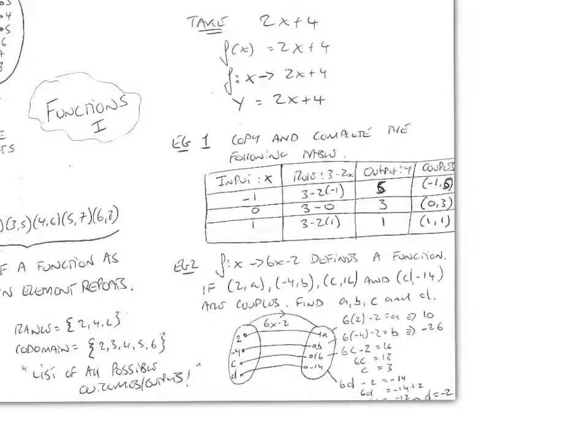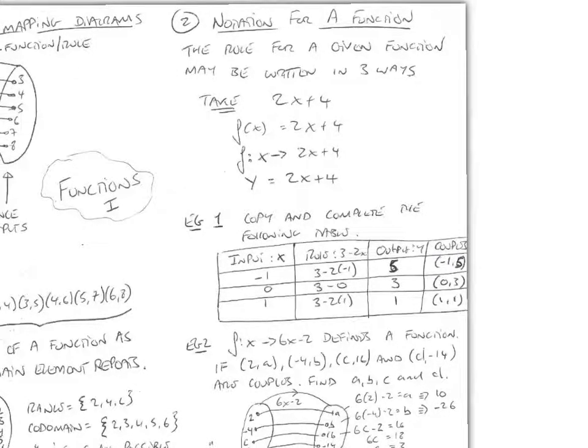So let's look at the notation for a function in maths. The rule for a given function may be written in 3 ways. If we take the rule 2x plus 4, we can write that as f of x equals 2x plus 4, or f is such that x maps onto 2x plus 4, or sometimes I say f colon x goes to 2x plus 4, or maps onto is another term. And the third way we can specify this rule mathematically is y equals 2x plus 4. We'll look at that further down the line.